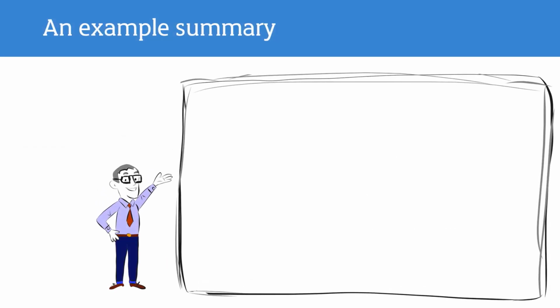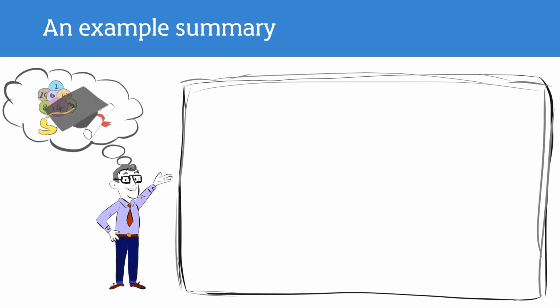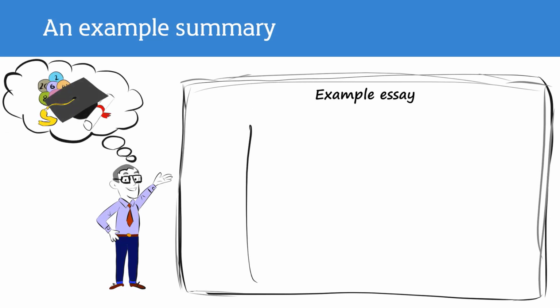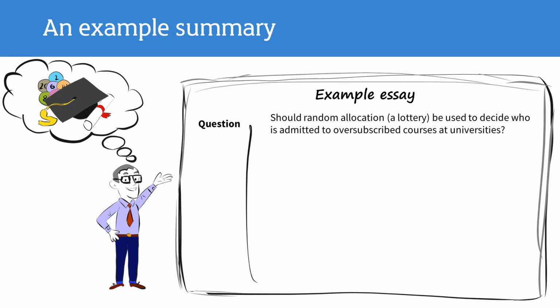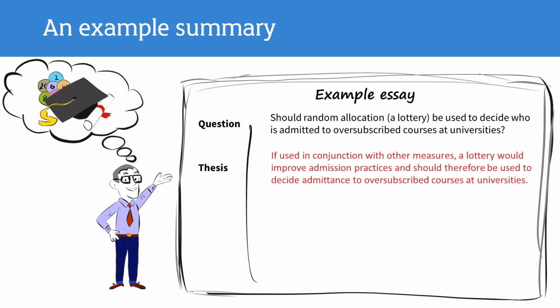For example, let's use an essay topic that I wrote about many years ago. We're going to use this example throughout the video. The question asks, should a lottery be used to decide who is admitted to oversubscribed courses at universities? If you decided to answer yes, your thesis statement, that is, your controlling argument, might look something like this.